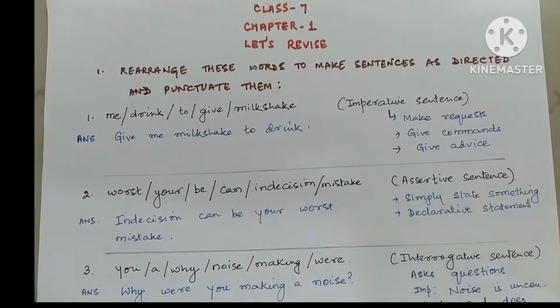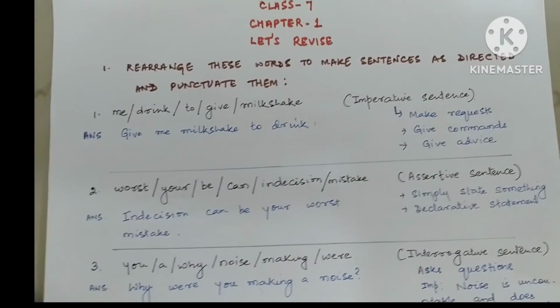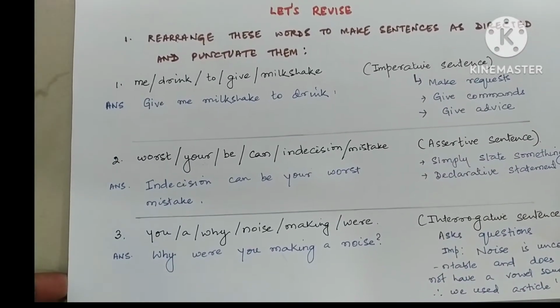It has to be an assertive sentence. Assertive sentences, students, are something which simply state something, or declarative statements. That means it declares something. So, your indecision can be your worst mistake. Number 3. You, a, why, noise, making, were. Interrogative sentence. Interrogative sentences, students, ask questions, and: Why were you making a noise?